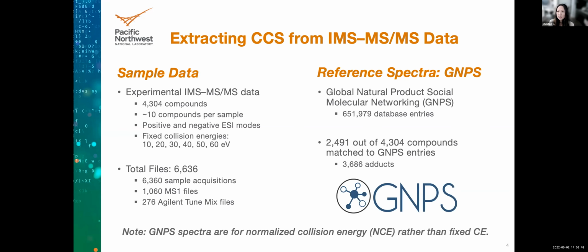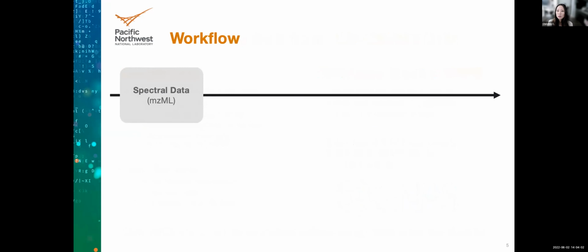A quick aside, GNPS spectra are stored as normalized collision energy, whereas our data is at fixed collision energy, which is somewhat problematic, but we compensate for this by combining results across all of our collision energies to approximate this, but it's an imperfect method.